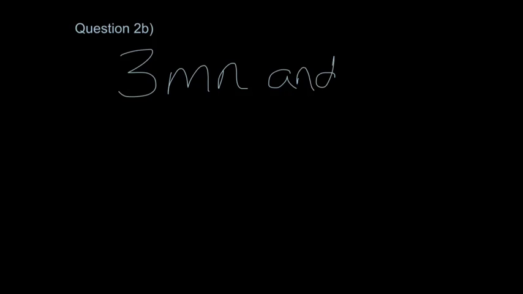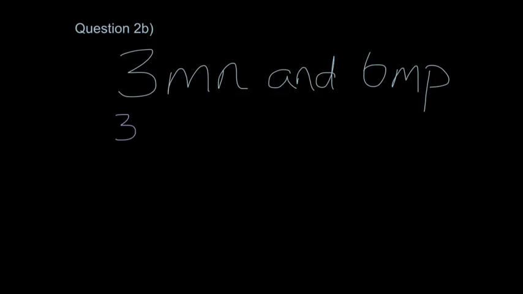Let's try one that is a little more difficult. I'm going to have a go at question 2b. Now in question 2b you've got numbers and letters in both parts of your expression. So I've got 3mn and 6mp. So the first thing I need to do is look at the numbers.